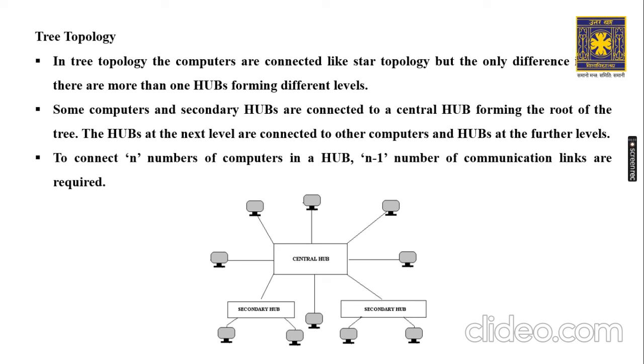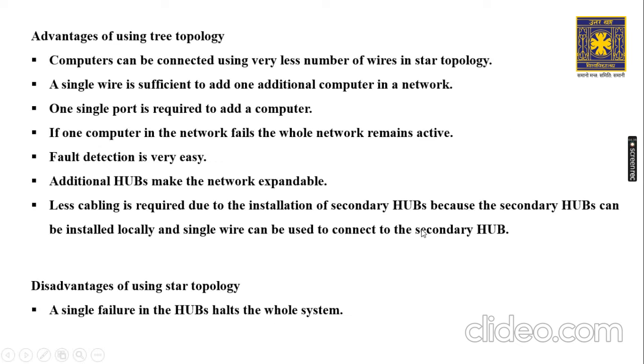Some computers and secondary hubs are connected to the central hub, forming the root of the tree. The root of the tree is the central hub. The hubs at the next level are connected to other computers, and hubs at further levels. So now I think you understood this topology. To connect n number of computers in a hub, n minus 1 communication links are required in the case of a tree topology. So let us move to the next slide.